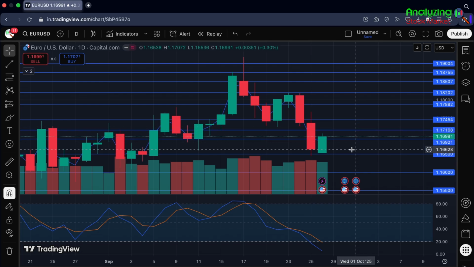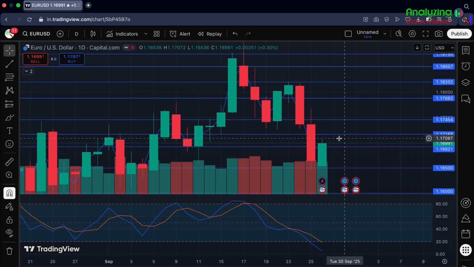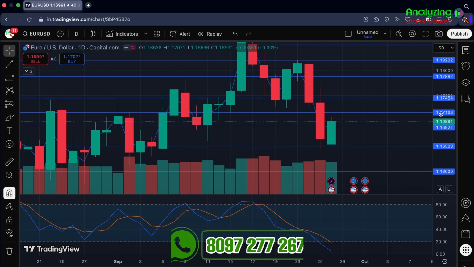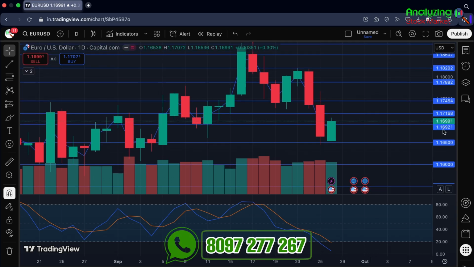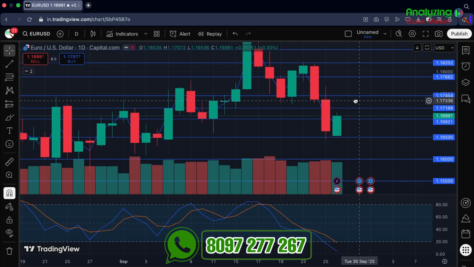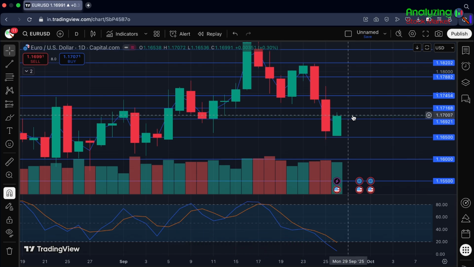So here, the important support zones and resistance zones are already marked. We don't need to mark any new levels. Currently the Euro USD is in a range and we have been following the same range for the past 2 to 3 weeks. If I talk about the closing, 1.16991 was the closing. Here the direct support is 1.16921 and the direct resistance is 1.1716 to 1.168. After direct support, there is a support of 1.16500 and then 1.16000. After direct resistance, there is a resistance of 1.17454 and then 1.17882.